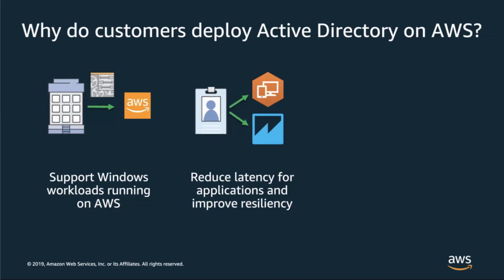The second big reason is the latency. While you can run Active Directory on premises and continue to build Windows application on AWS, it's not the most ideal setup in terms of latency. Most applications require Active Directory to be close to where the applications are, and also you want resiliency in terms of the Active Directory architecture, and you don't want to rely on network all the time for Active Directory. So that's another reason why customers are deploying Active Directory on AWS.